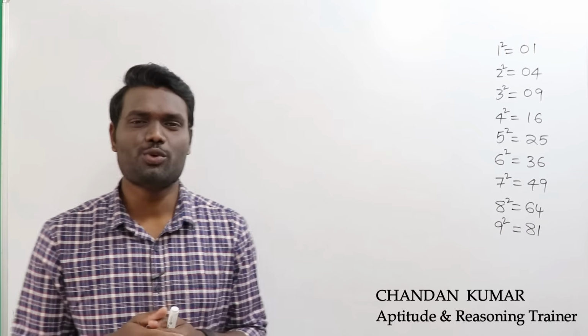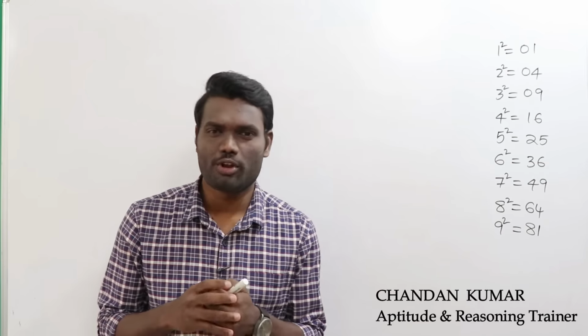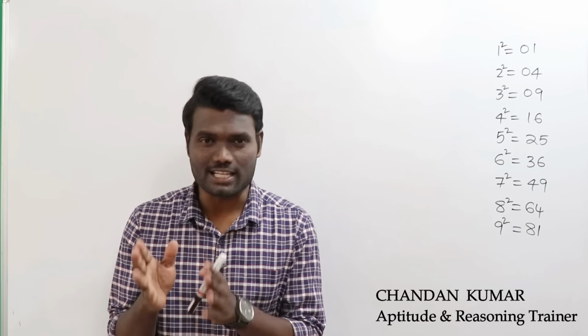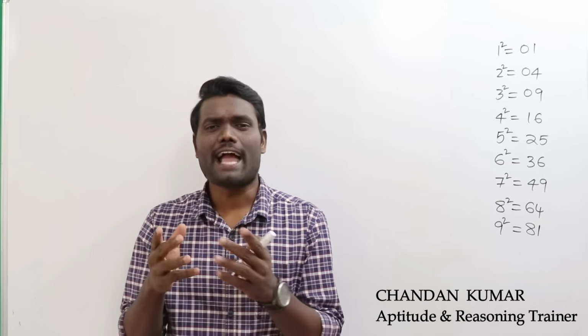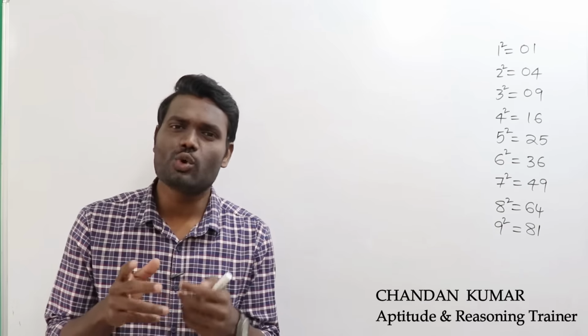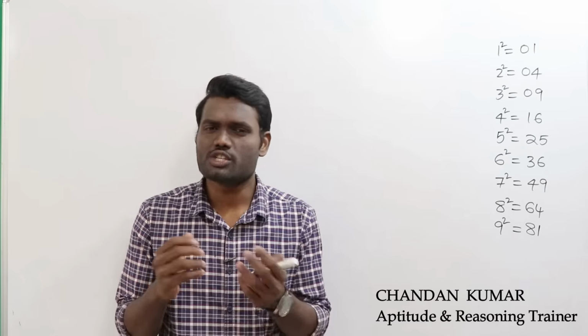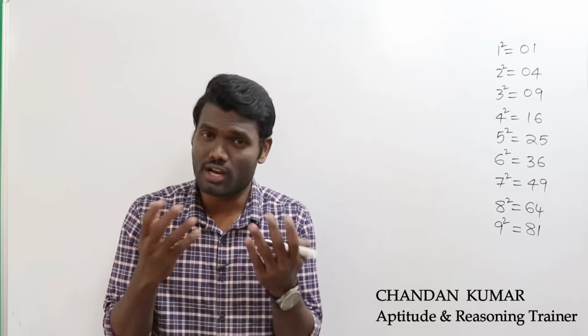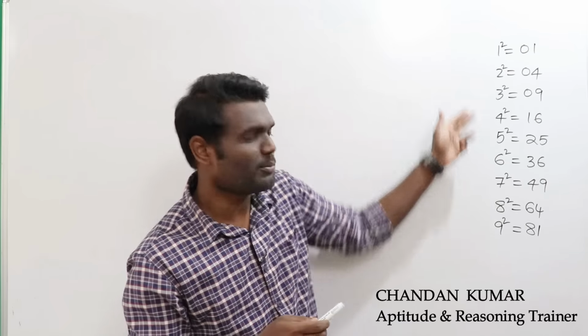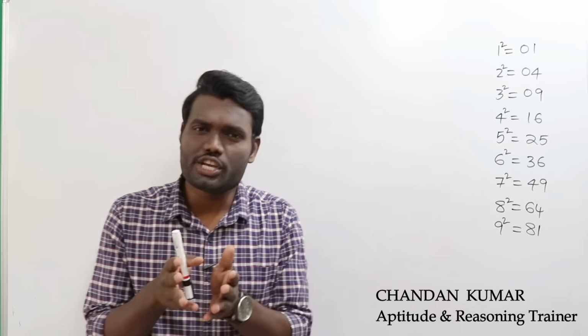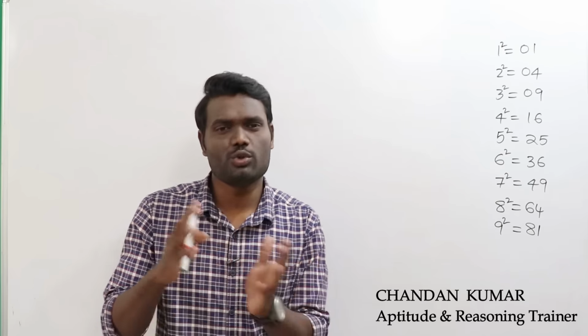Everyone, in this video, we'll be discussing how to calculate the square of a number from 1 to 1000. Yes, from 1 to 1000. Many people find it difficult to calculate the square of a number. But truly speaking, calculating the square of a number is really simple once you know the squares from 1 to 9. Now, I will teach you how to square numbers from 1 to 1000.